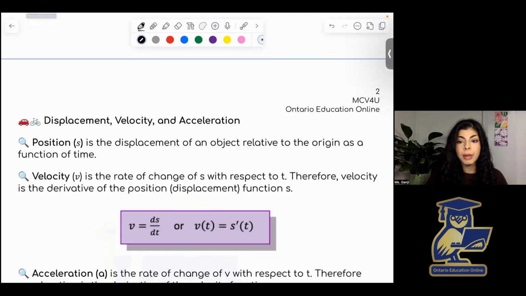Position, which is usually denoted by the variable s, is the displacement of an object relative to the origin as a function of time. So, for example, if we are saying s of 2, we are saying what the position of an object is after 2 units of time. And that could be hours, seconds, minutes. So let's say after 2 hours, what is the new position? And with respect to where we started from. So if you started, for example, at 0, now we're saying, have we moved like 10 meters? And now we're at a distance of 10.